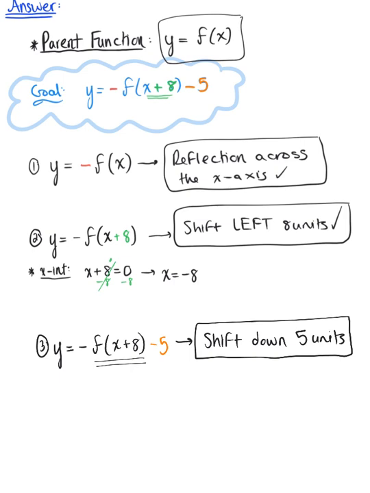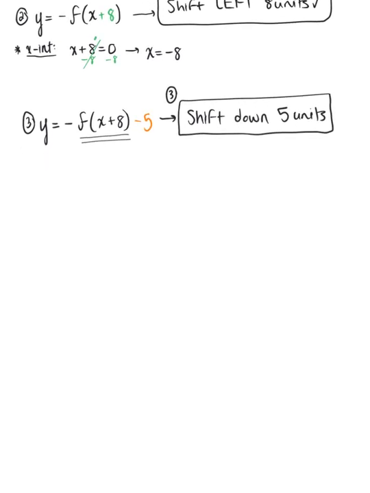So this is one method to list your translations. And again, the order matters here. So this is our first, second, and third transformations. Now, there is an alternative approach to this question that I'd like to look at with you now as well. So let's again think back to the ultimate goal. What are we trying to describe? Well, we want to describe the translations needed to attain minus f of x plus 8 minus 5.